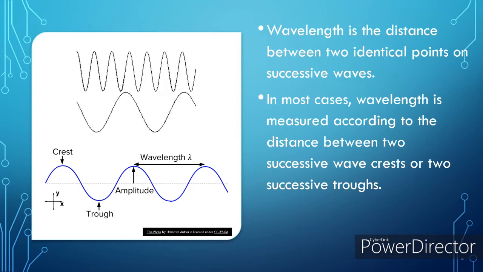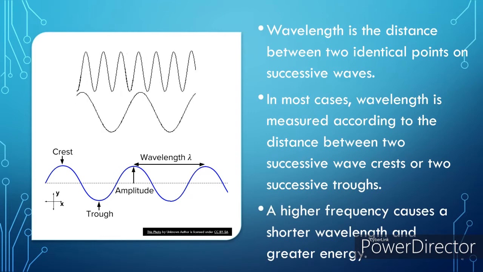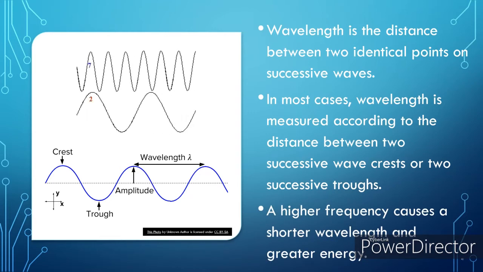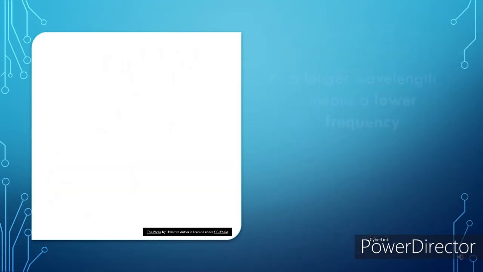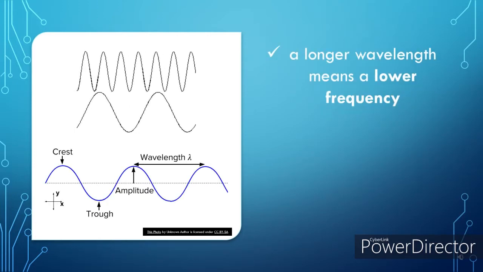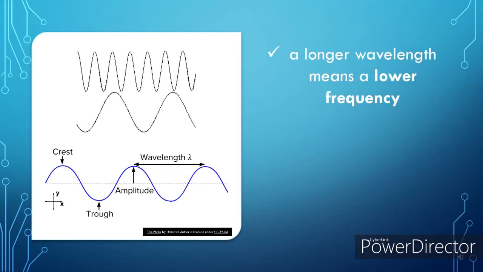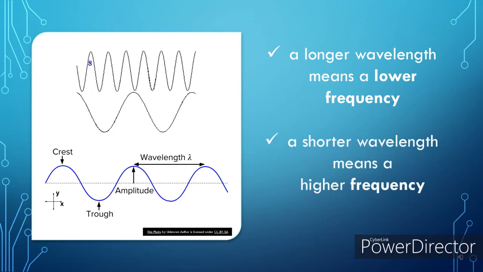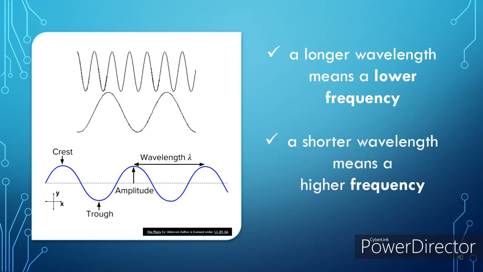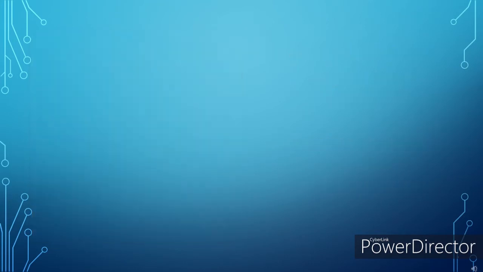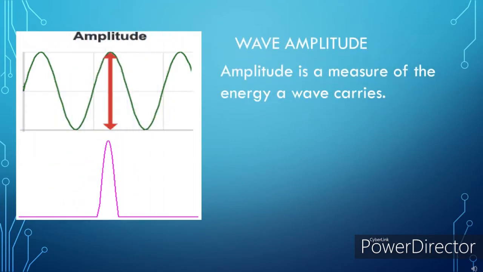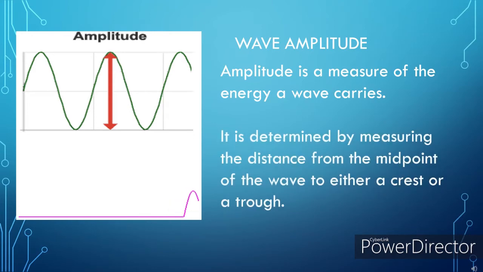A higher frequency causes a short wavelength and greater energy. So, a longer wavelength means a lower frequency, and a shorter wavelength means a higher frequency. Wave amplitude is a measure of the energy a wave carries. It is determined by measuring the distance from the midpoint of the wave to either a crest or a trough.